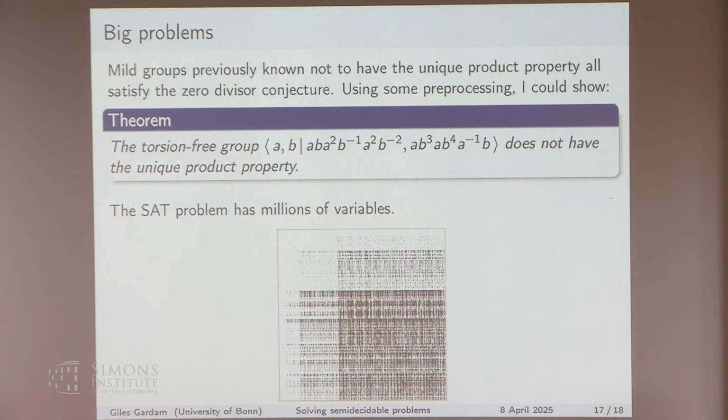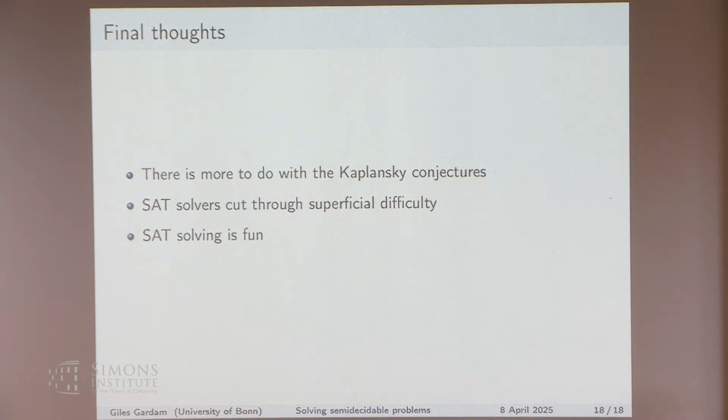Okay, so just to finish on some final thoughts, I think there's certainly more to do with the Kaplansky conjectures. Certainly a lot harder than disproving the unit conjecture, but I think there are things that can be done. SAT solvers are a powerful tool that cut through superficial difficulty. And this problem of finding the non-trivial unit looks very hard. We're basically needing to enumerate what we would naively think is a search space of size 2 to the 100, roughly speaking.